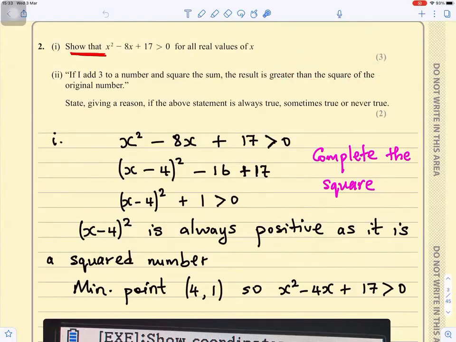Since we just want x squared minus 8x, we will have to minus 16, and then we would add 17. Minus 16 plus 17 is plus 1. So x minus 4 all squared plus 1. So x minus 4 squared is always positive, as it is a squared number. And when you add 1, the answer is always greater than 0.